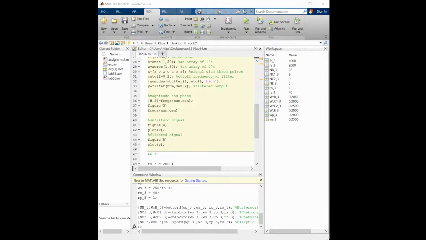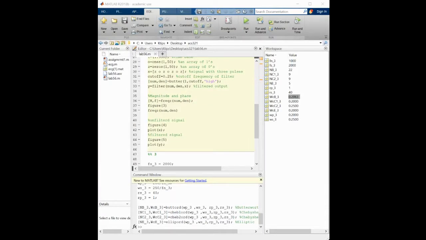So can you repeat what you got for the Butterworth filter? I got order 22 and Wc is 0.263. So the order of Butterworth is 22. What is the order of Chebyshev type 1 and type 2? Both 9. Correct. And what is the order of the elliptic filter? It is 5. They are absolutely correct.